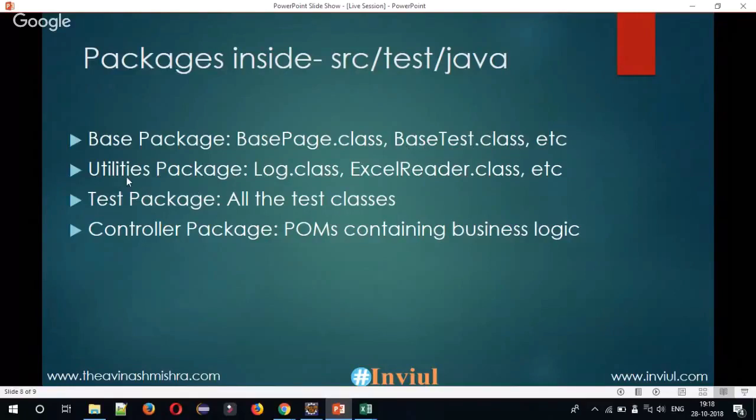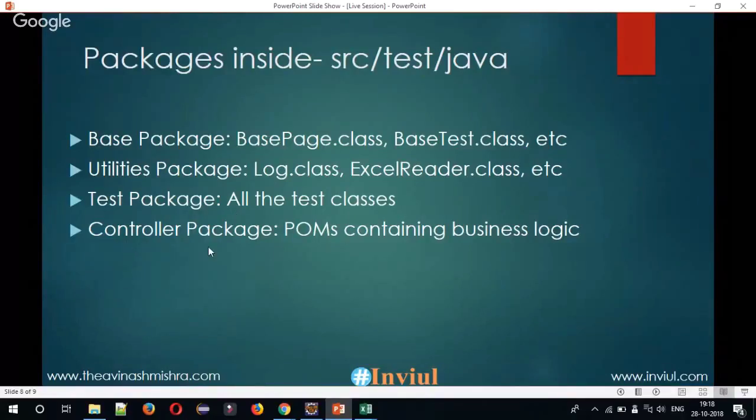Now another package we will create is the utilities package. In utilities package, we will create a class file for Log.class for logging, ExcelReader.class for Excel reading, JSON reader, YML reader, whatever test reader you are following. Here you can define listeners file, retry. Whatever comes under utilities goes in this package. Now test package. In test package we will basically keep all the test scenarios. All the executable test files will be written inside test package.